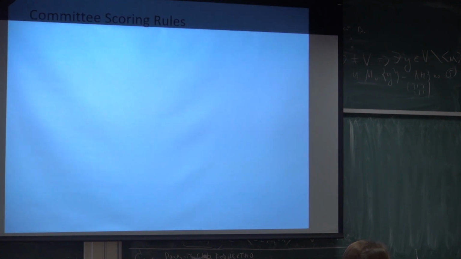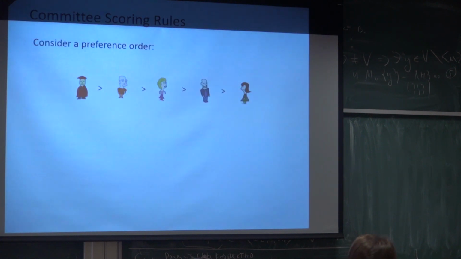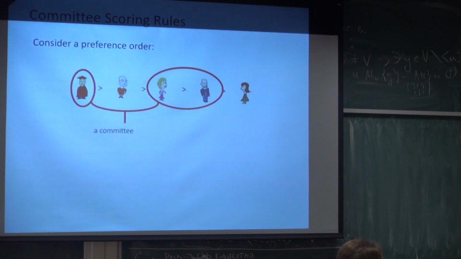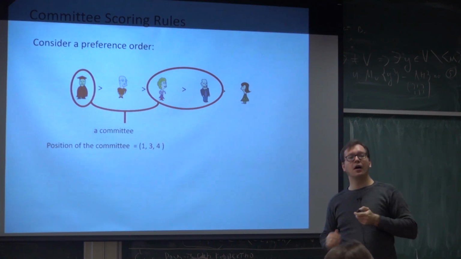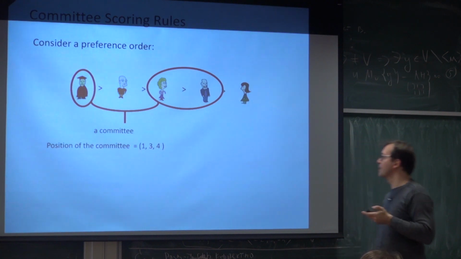Okay? Now we want to generalize this notion to committees. So imagine you have a preference order, again, red, orange, pink, blue, green, and you have a committee of red, pink, and blue. Now, we're saying that this committee has position 1, 3, 4, because this guy's position is 1, her position is 3, his position is 4. So the position of a committee is actually a sorted vector of the positions of the members of the committee. Okay?